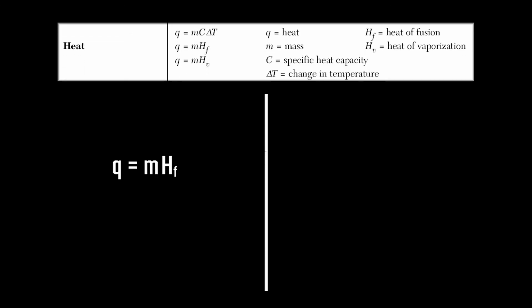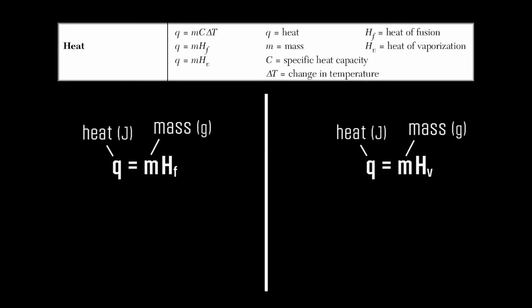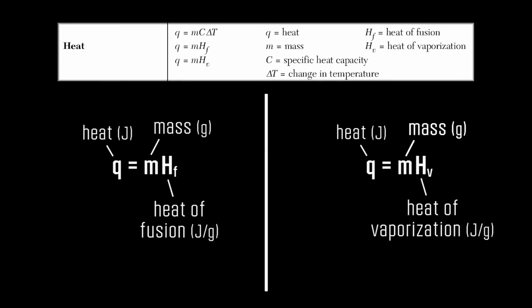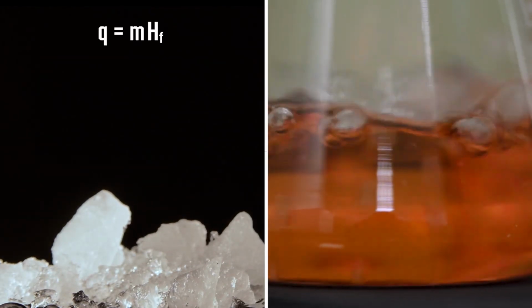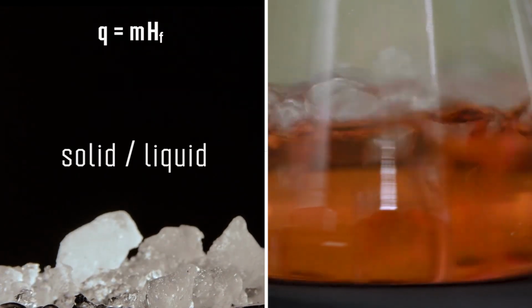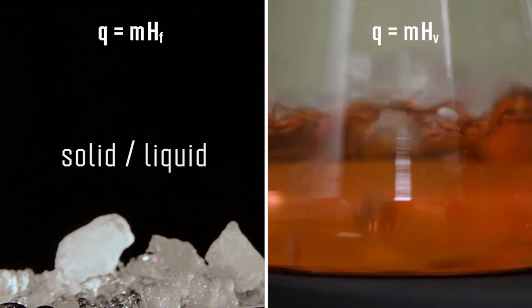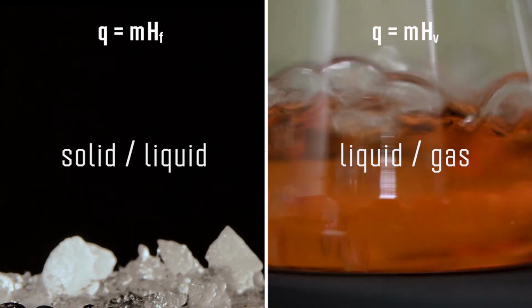But you might notice there are 2 more equations listed on your reference table. There's Q equals mHf and Q equals mHv. You already know what Q and m are, and the reference table tells you Hf is the heat of fusion, while Hv is the heat of vaporization. Now, these 2 equations are used for heat transfers in phase changes. So the heat of fusion one is for changing between solid and liquid phases, while the heat of vaporization one is for changing between liquid and gas phases.